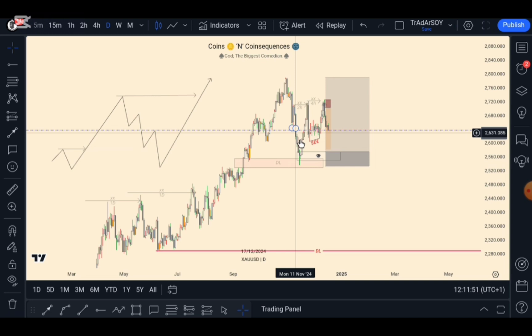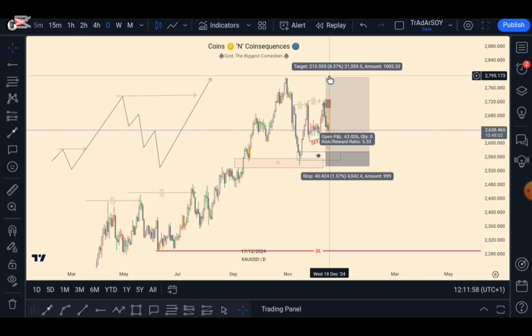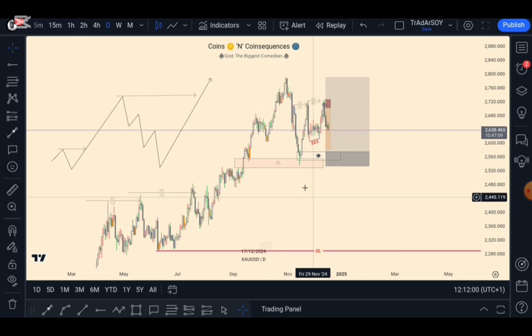Or even way beyond the equilibrium. Sometimes price goes way down to the discount, or way up to the premium. Reversal to the discount if you are in the uptrend, then reversal to the premium if you are in a downtrend. So this is how I did it. When I saw a break of structure, of course these are minor structures.